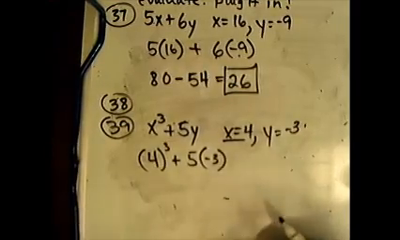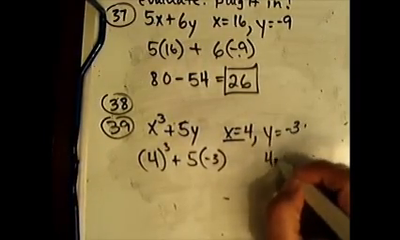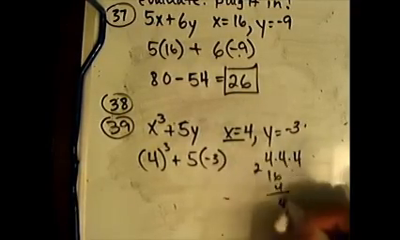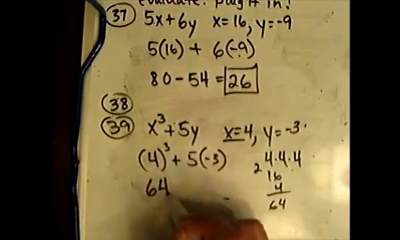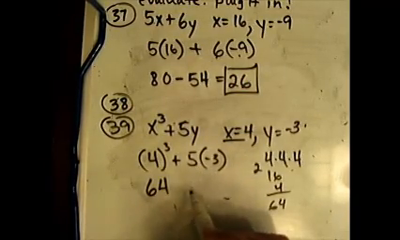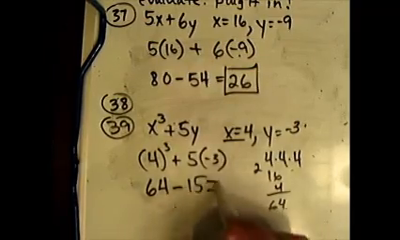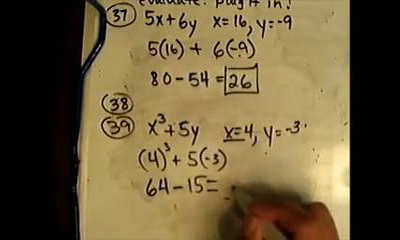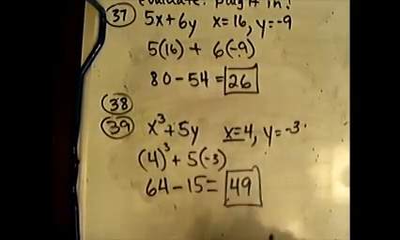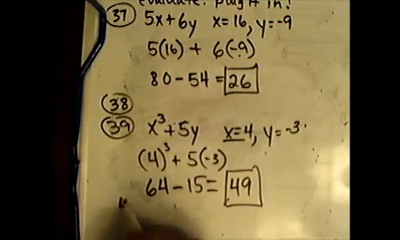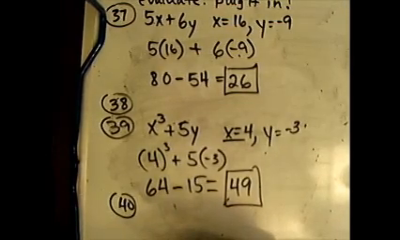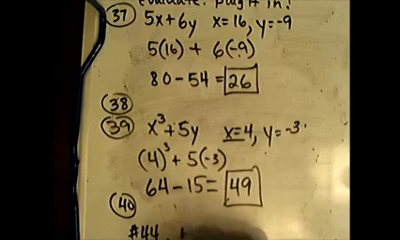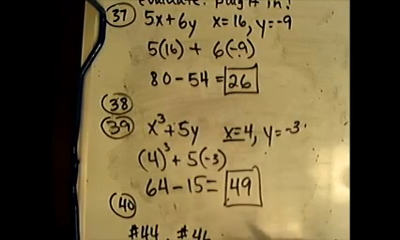What is 4 cubed? 4 cubed is 4 times 4 times 4. 4 times 4 is 16, times 4 is 64. So 64, and then 5 times negative 3 is minus 15. So on number 39, your answer is 49. Now you do number 40. And for number 44 and 46, those are the last two of your homework.